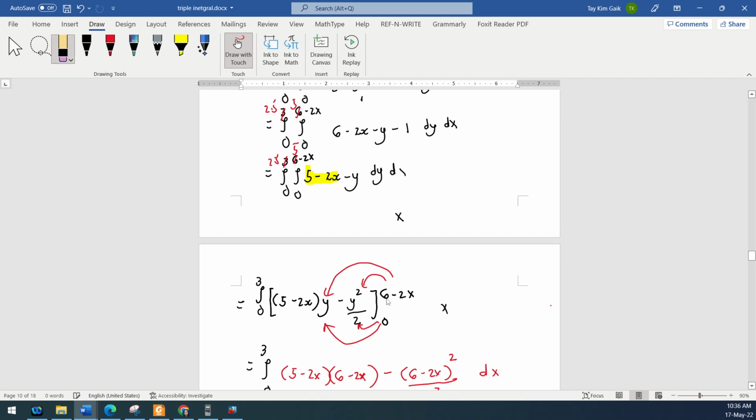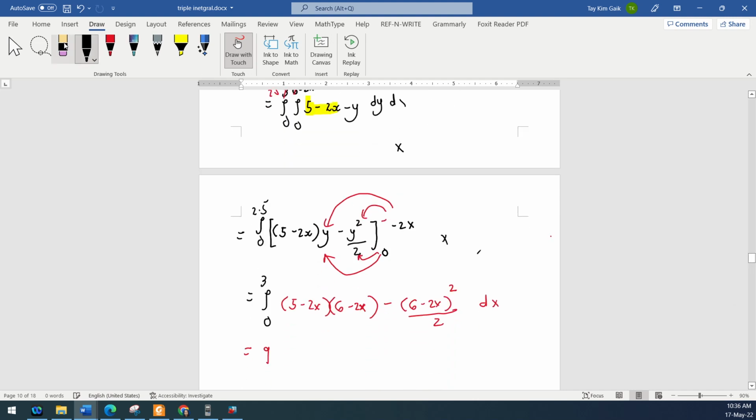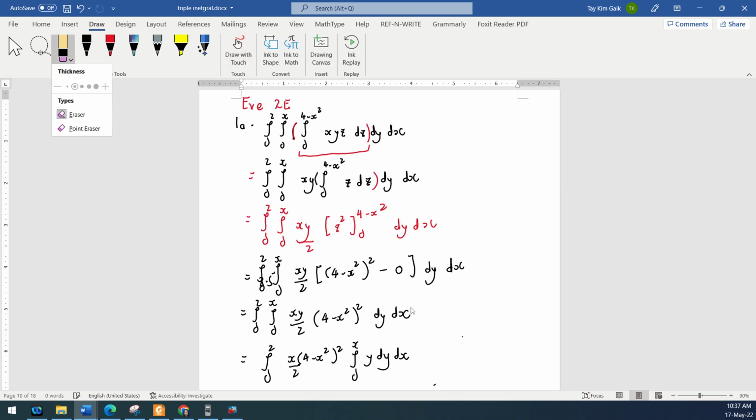So the limit for y is actually 5 minus 2x. The limit for x is 0 to 2.5. So now this is only 5 minus 2x, then here is 2.5. Okay, so again, you can simplify.